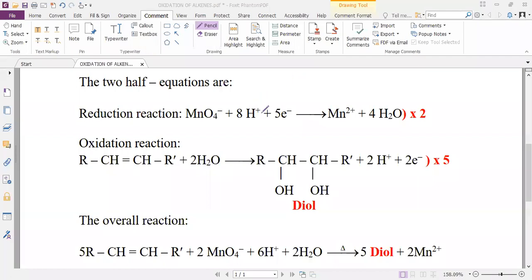So now we can balance the charge by adding electrons. Minus 1 plus 7 plus 8, it will be plus 7. Plus 2, so 5 electrons.